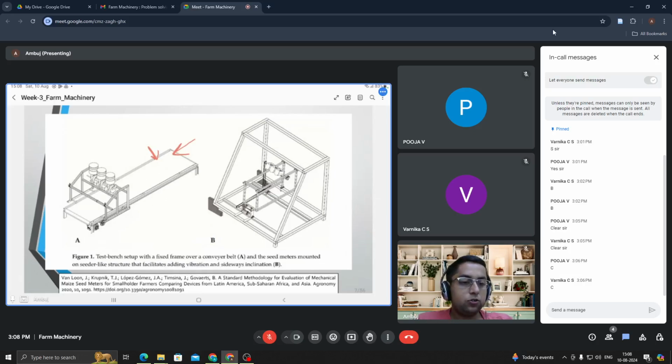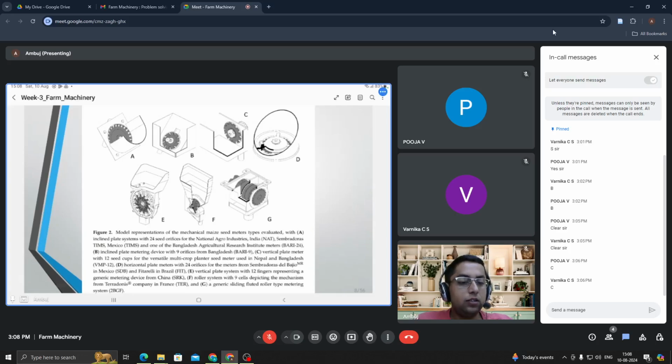After this we have taken different types of seed meters or seed metering mechanisms. We have selected different types, like from National Agro Industries India, then from Mexico, then from Bangladesh, then from Nepal. These are different types of seed metering mechanisms, and we will be testing them. What are their standard angles? First of all, we will measure them, and then we will test on this test bench.